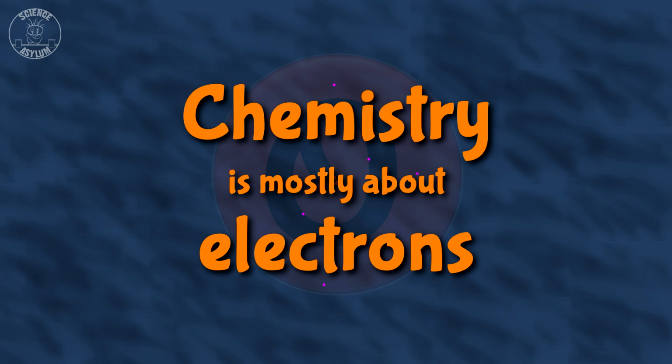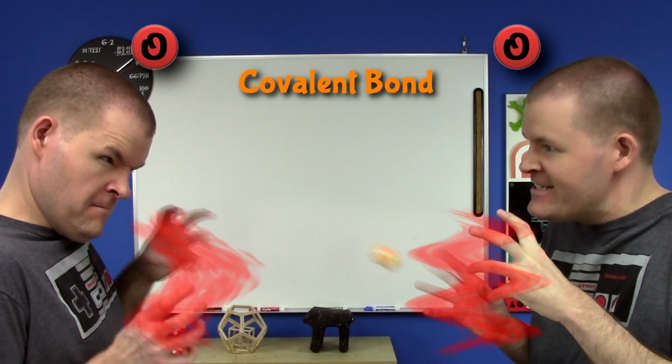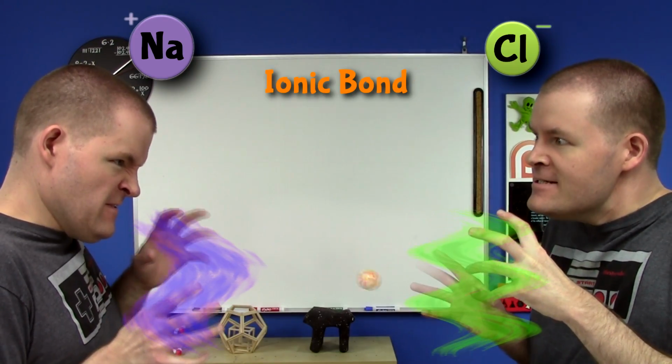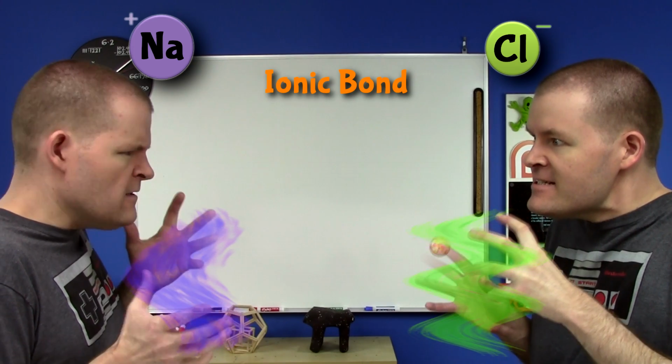Let's start with what you usually hear in chemistry class. Atoms are made of protons and neutrons in a compact nucleus surrounded by a cloud of tiny electrons. Chemistry is mostly about electrons. Bonds happen when the electrons, let's just demonstrate with some clones. Two atoms could share electrons, forming a covalent bond. Or one atom could steal an electron from the other, forming an ionic bond.